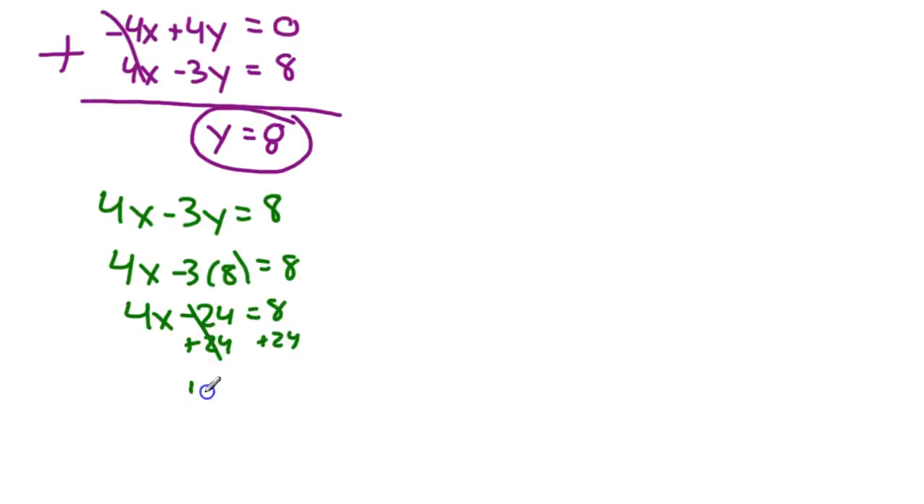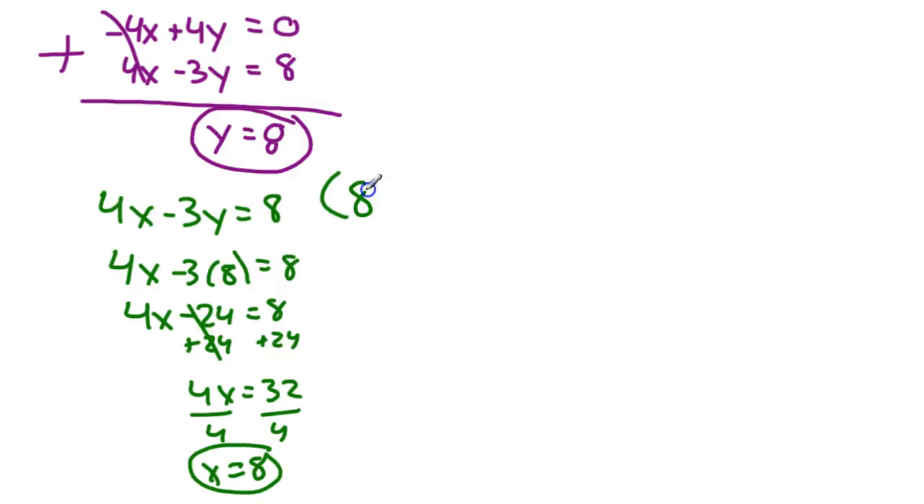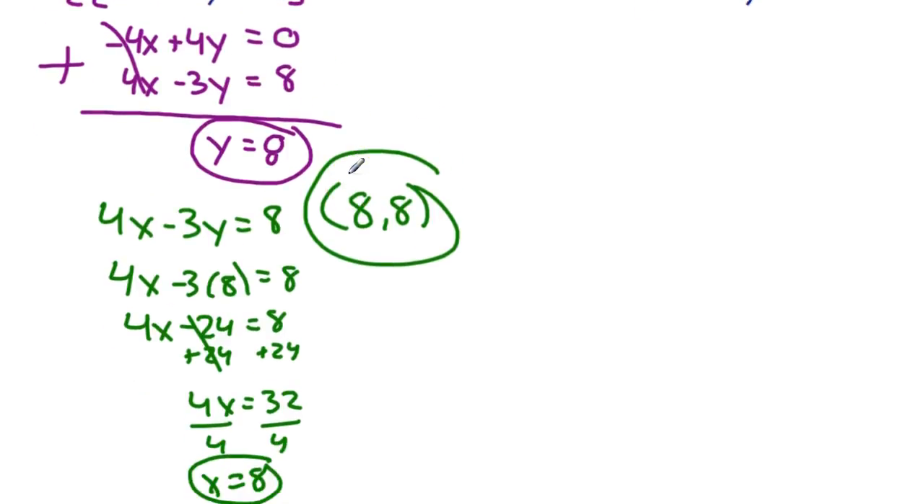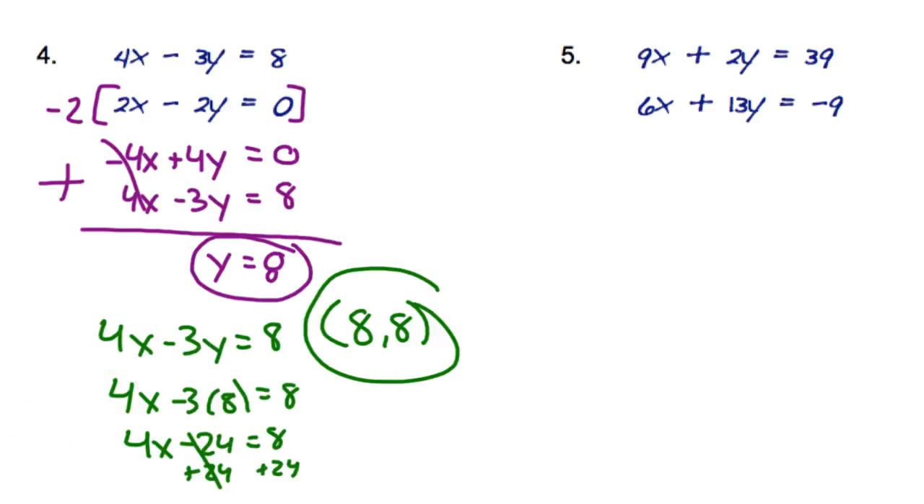that cancels. I have 4x equals 32. Divide by 4, divide by 4. X equals 8. Alright, so x is 8, y is 8. So my answer will be 8, comma 8. X is 8, y is 8. Bam. This is much better than substitution, isn't it? I think it can be much, much easier.